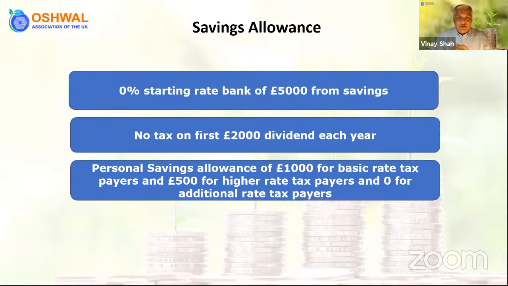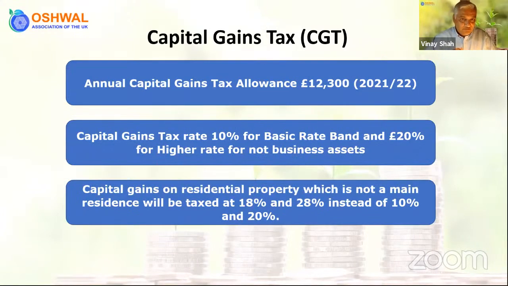Personal allowances of £1,000 are also available on savings for basic rate taxpayers. So the first £1,000 of interest that you receive from your bank or your savings interest, basically you will not pay tax on, and that reduces to £500 if you're a high rate taxpayer, and you don't get any benefit of this type if you're an additional rate taxpayer. Next slide, please. Parish, over to you.